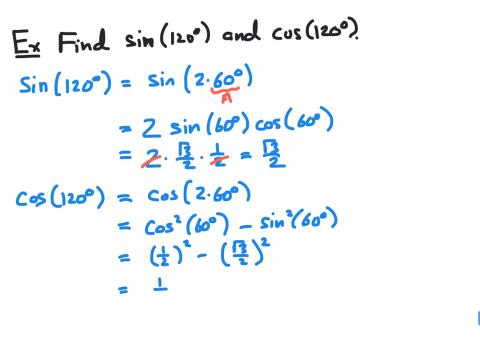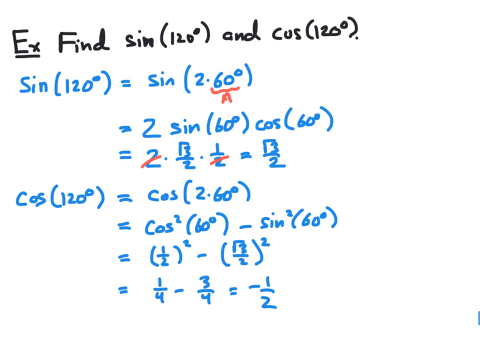And this becomes 1/4 minus 3/4, which is negative 1/2. And again, we know that is the cosine value of 120 degrees because the cosine of 60 degrees is 1/2, and in the second quadrant, cosine is negative.